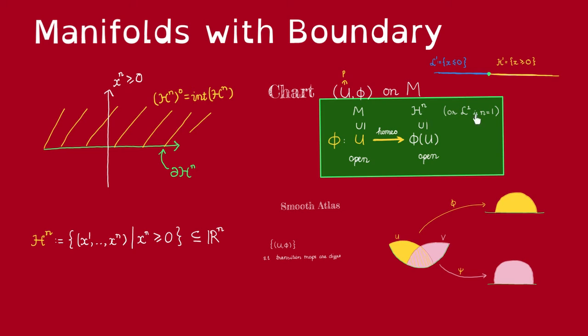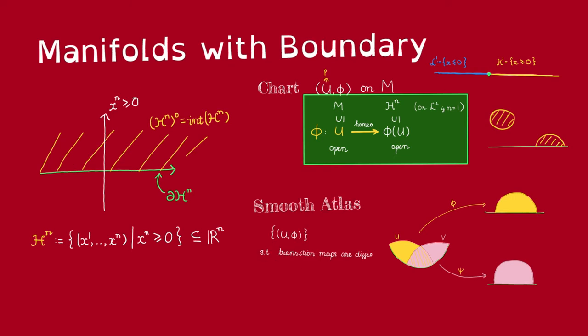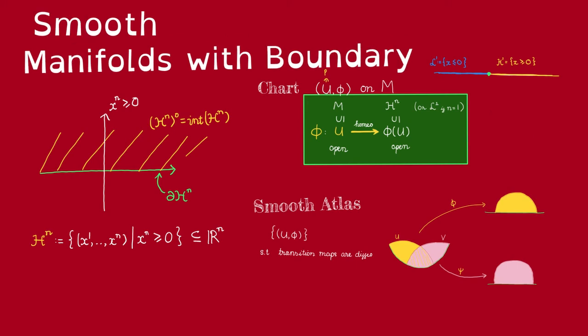We make an exception for the case when n is equal to 1. This could be an open subset of H1, this right half line, or an open subset of this L1, this left half line. That's fine too. So that's the definition of a topological manifold with boundary. Again, a topological n-manifold with boundary is a second countable Hausdorff topological space that locally looks like the upper half space Hn inside Rn. Now we want to talk about smooth manifolds with boundary.